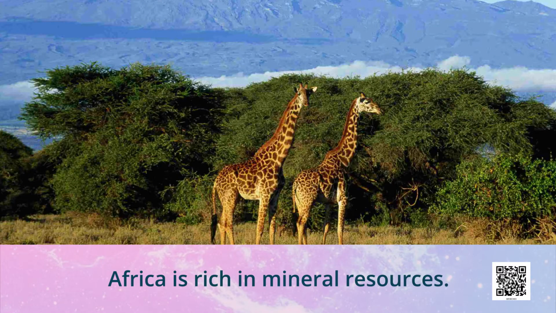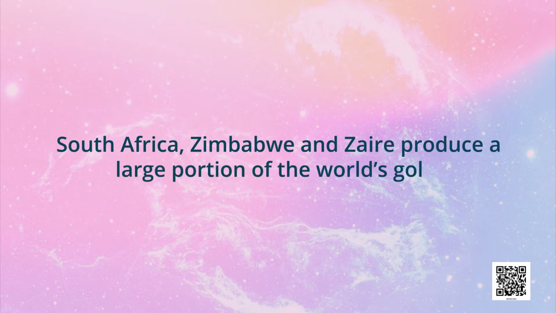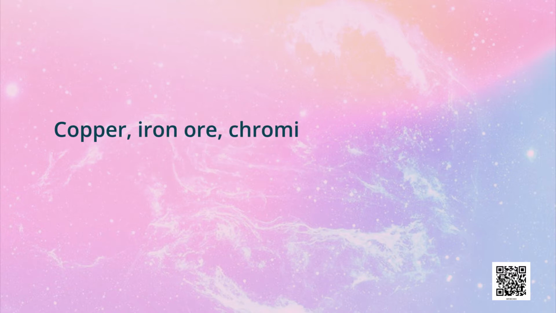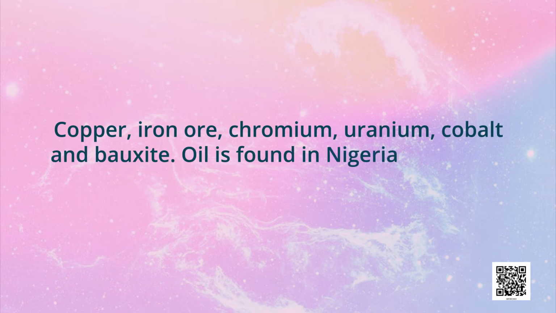It is the world's largest producer of diamonds, gold, and platinum. South Africa, Zimbabwe, and Zaire produce a large portion of the world's gold. The other minerals found in Africa are copper, iron ore, chromium, uranium, cobalt, and bauxite. Oil is found in Nigeria, Libya, and Angola.